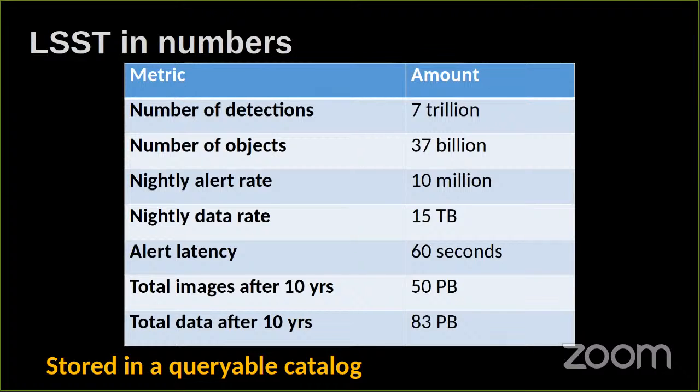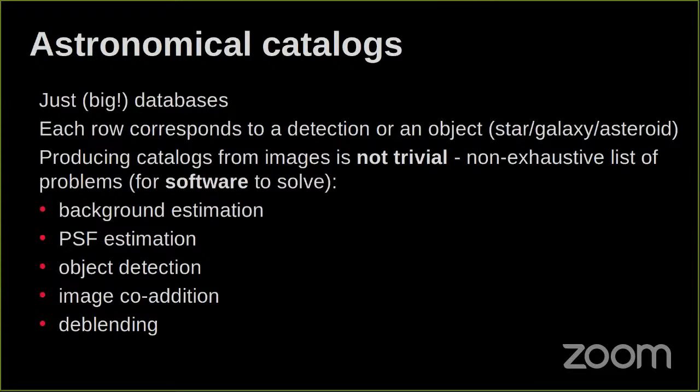And it's all stored in a queryable catalog. Again, I'm guessing that you all know that astronomical catalogs are just databases where each row corresponds to a detection or an object. Each row contains measurements for an observed star, galaxy, asteroid. However, getting those catalogs, databases, and measurements from images is not trivial, and mostly it's done by so-called data processing pipelines, which can be more or less complicated depending on the size of the project.